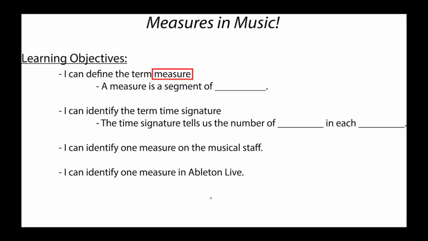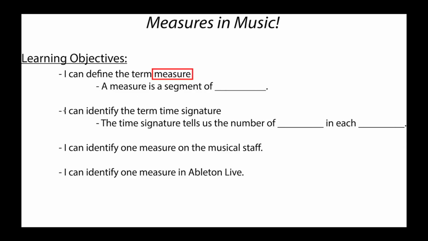So now let's do some review. Looking back at our learning objectives, our first one was: I can define the term measure. And I want you to think about this sentence stem. A measure is a segment of blank. One word, think about it for a second. And in this blank should be the word time. A measure is a segment of time.